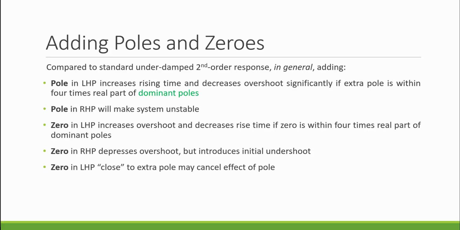And then finally, we could have an extra pole and an extra 0 in our system instead of just one or the other. The general rule is if they're close to each other, they may cancel each other out. Again, a left half plane 0 has the opposite effect as a left half plane pole. So when they are close in value, pretty much the net effect is no change to our baseline system.